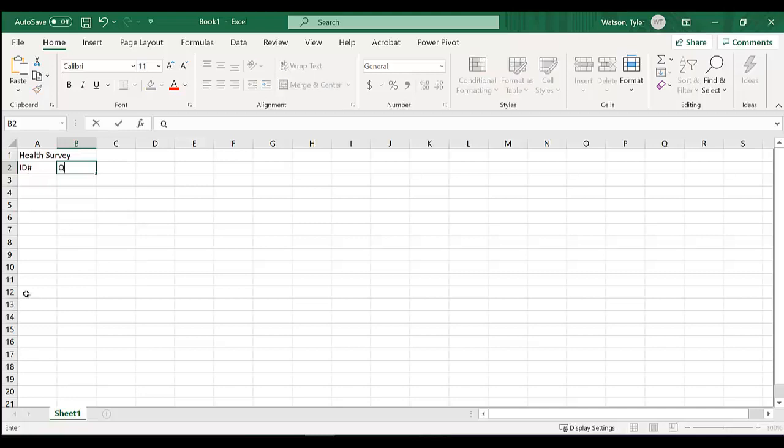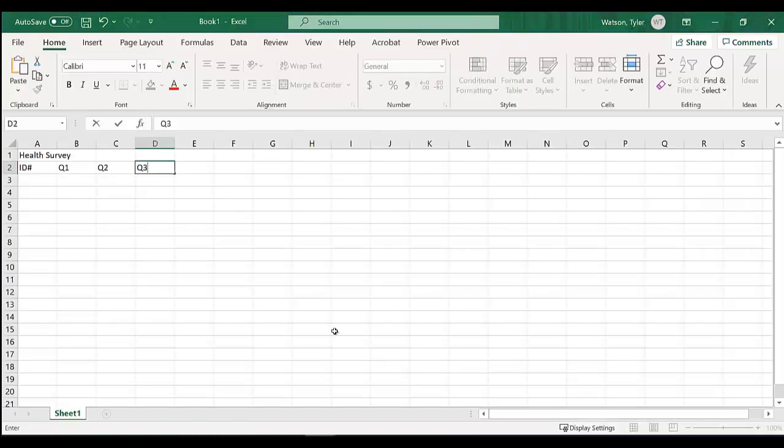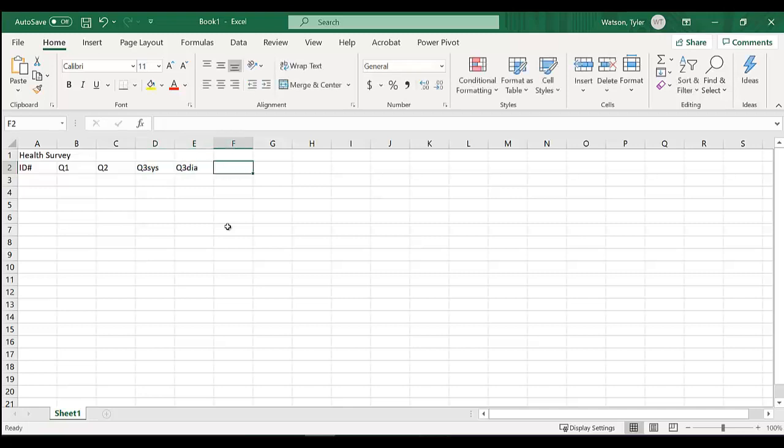Next row is going to be Q1, the next column. The next column is Q2, Q3, and this is where we need to remember it's not just Q3, it's Q3 sys, Q3 diastolic, and Q3 MAP. And so Q3 sys, Q3 dia, and Q3 MAP.